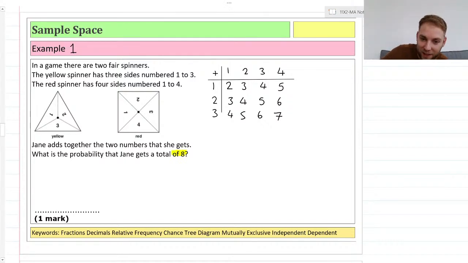So some of you might have spotted that to get a total of 8, well, it's impossible. We can't get a total of 8. So actually we didn't even really need that sample space, did we? Because the probability of getting 8 is equal to 0. Super.